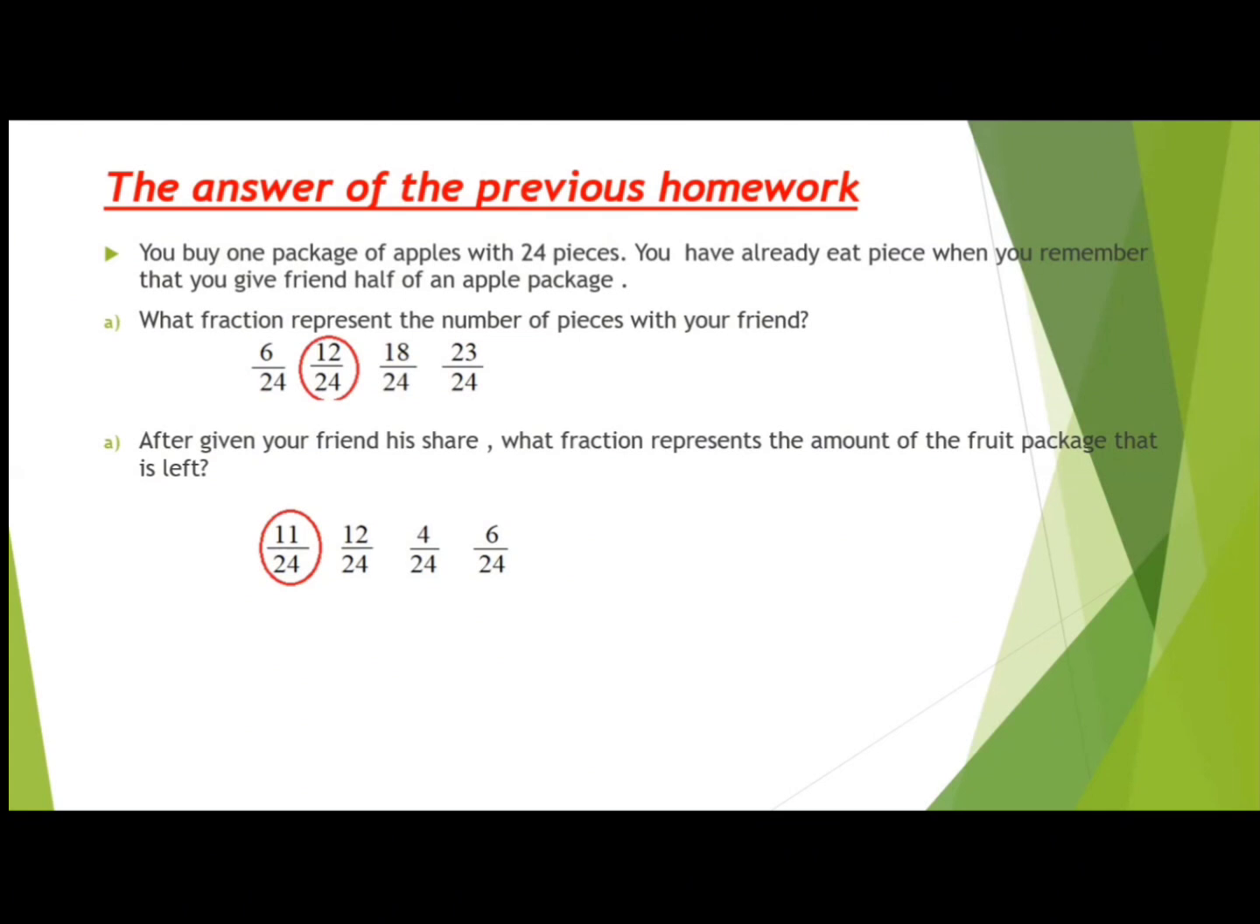B, after giving your friend his share, what fraction represents the amount of the fruit package that is left? I ate 1, don't forget that, and I gave my friend 12. So 11 left. How can I write it as a fraction? It's 11 out of 24.